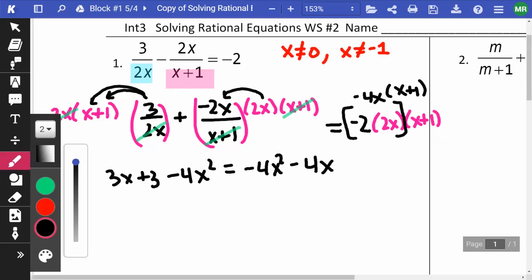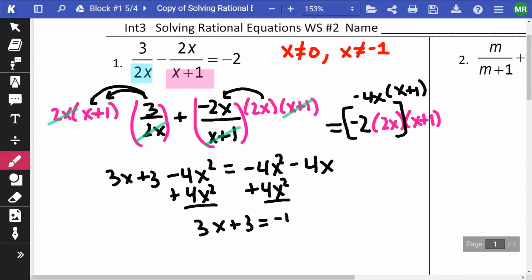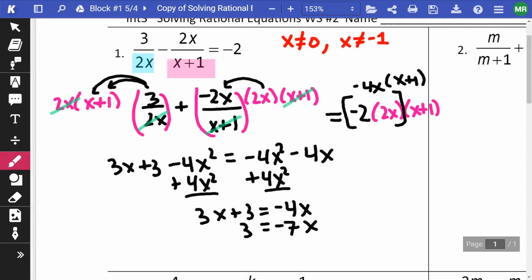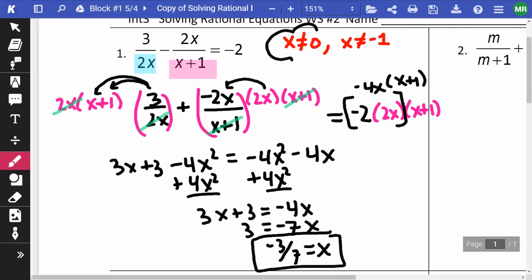So now I'm going to solve this. And at first it looks like a quadratic, but what's going to happen is I'm going to add 4x squared to both sides, and then those actually cancel out. And so I'm going to be left with 3x plus 3 is equal to -4x. I'm going to subtract 3x from both sides. So I'm going to get 3 is equal to -7x. And then I'm going to divide by -7. So I'm going to get -3/7 is equal to x. And that is neither of my restrictions. Remember, these were my restrictions: x cannot be 0, x cannot be -1. So x equals -3/7 is going to be my answer.